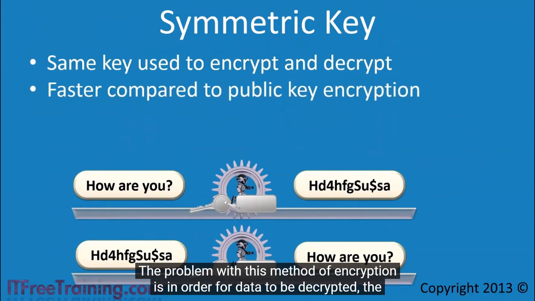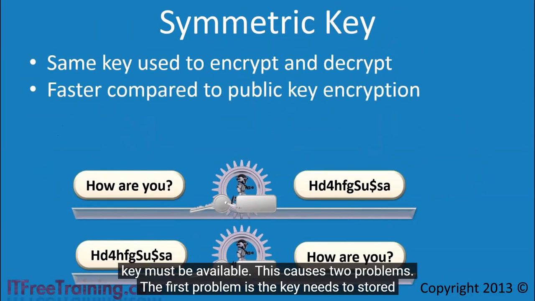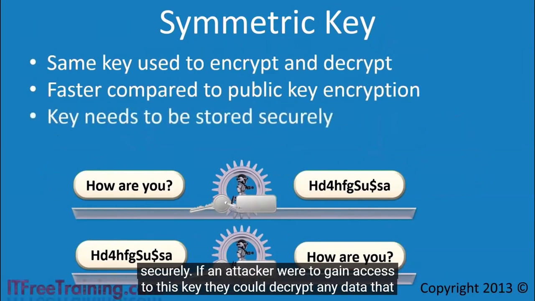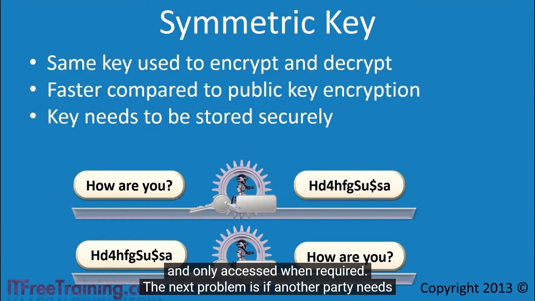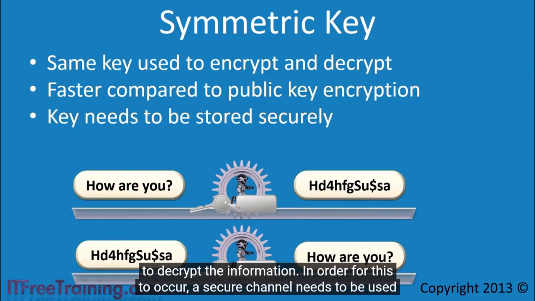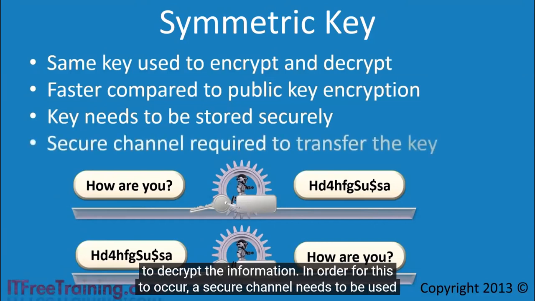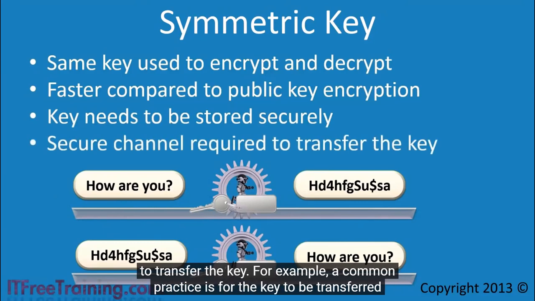The problem with this method of encryption is that in order for data to be decrypted, the key must be available. This causes two problems. The first problem is the key needs to be stored securely. If an attacker were to gain access to this key, they could decrypt any data that key was used to encrypt. It is common for symmetric keys to be stored in a safe place and only accessed when required. The next problem is if another party needs to decrypt the information. In order for this to occur, a secure channel needs to be used to transfer the key. For example, a common practice is for the key to be transferred using the telephone.